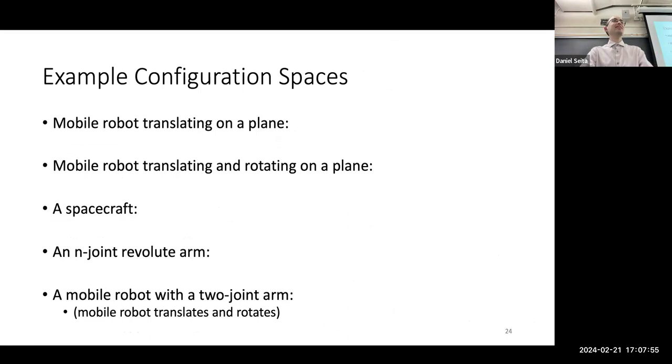And hopefully at least the number of coordinates that you need is clear. I'll give you this. Oh, okay, so you beat me to it. So you could write it as R squared. So that's one way that you could write it out. What about if you have a mobile robot that is translating and rotating on a plane?